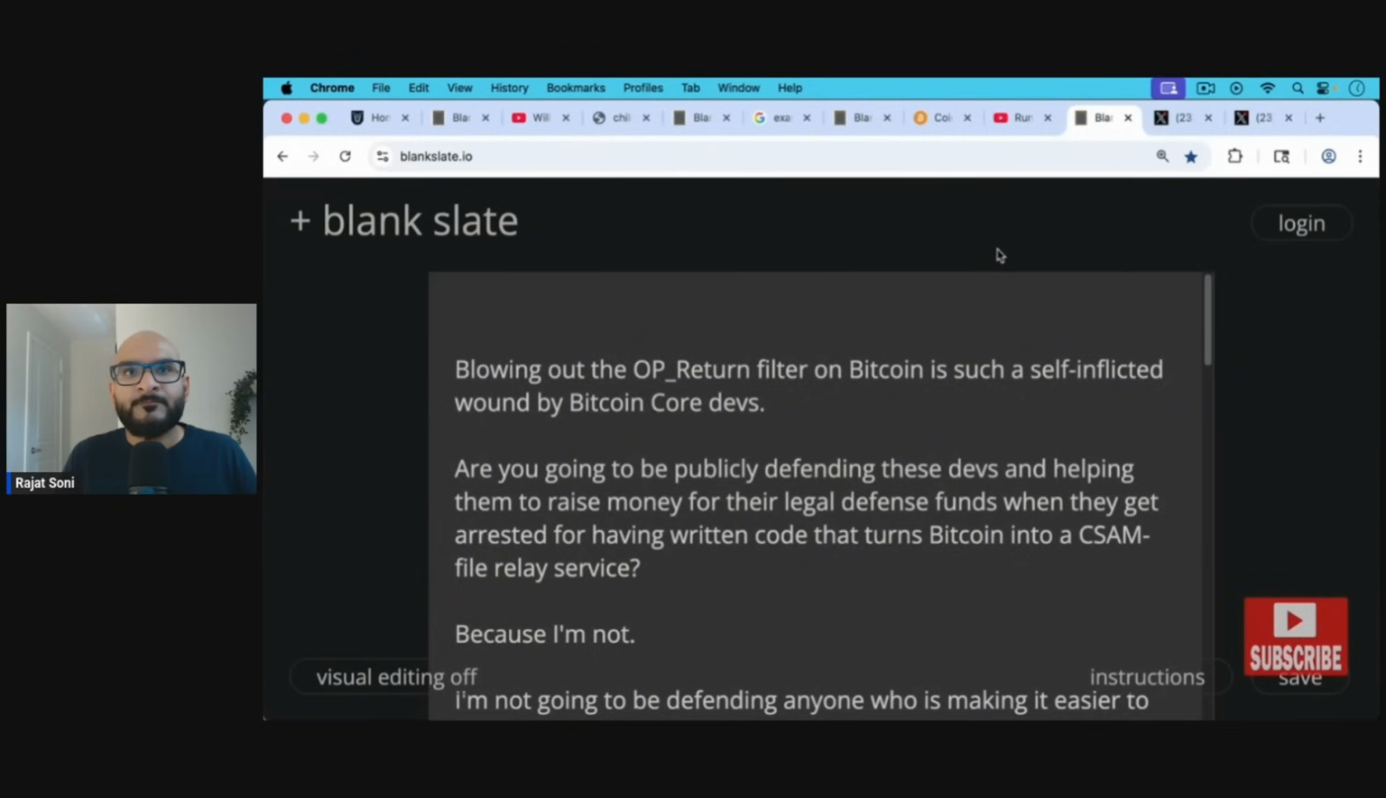Blowing out the op-return filter on Bitcoin is such a self-inflicted wound by Bitcoin Core devs.